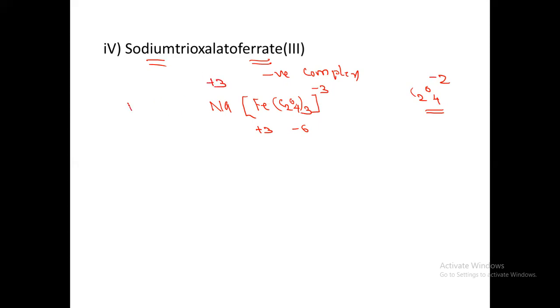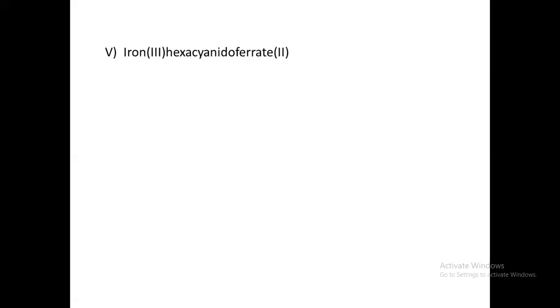What is the charge of Na? A first group element is always +1. Okay, so we need 3 sodium to balance the -3 charge. So what is the answer? It's Na3[Fe(C2O4)3]. Okay, so only the number of counter ions has to be taken care of, and that has to be found out from the charge of the complex.